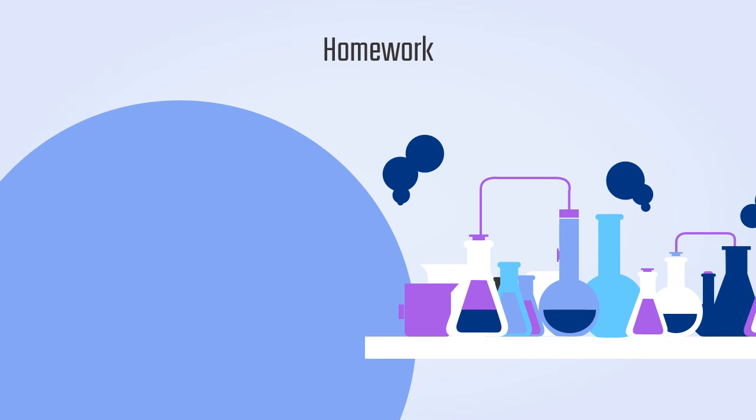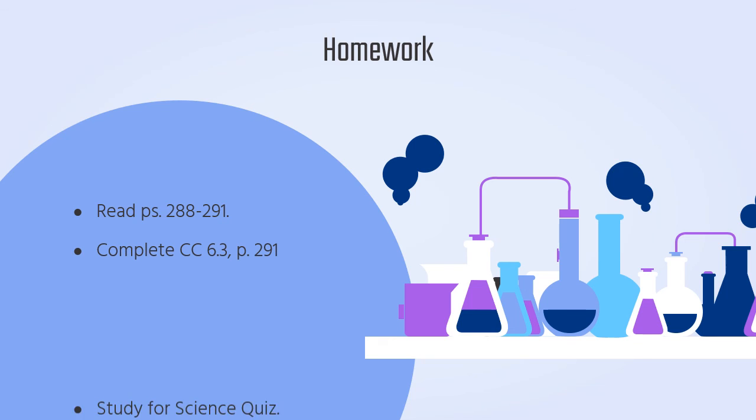All right, that is it for our lesson part. For your homework, you need to read through pages 288 through 291. I've covered a lot of it here, but there are some extra details in your reading that you need to make sure you look over. If you have any questions about what you're reading, just let me know. Then you need to complete comprehension check 6.3, page 291, and study for your science quiz that you will take on Thursday.